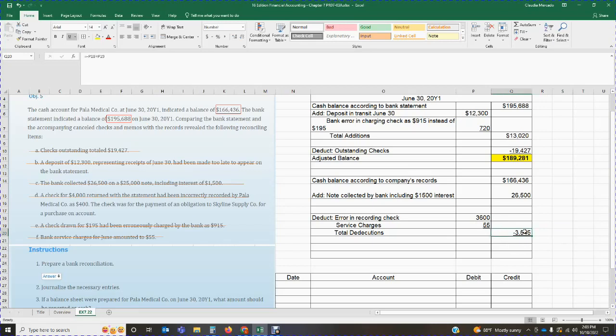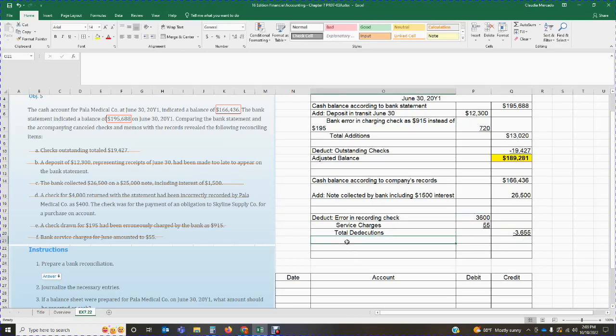It should be 3,655. Okay. 3,600 plus 55 is 3,655. That is my total deductions of 3,655.